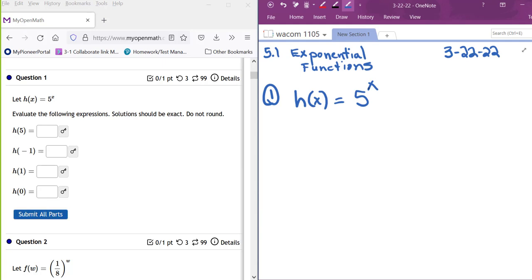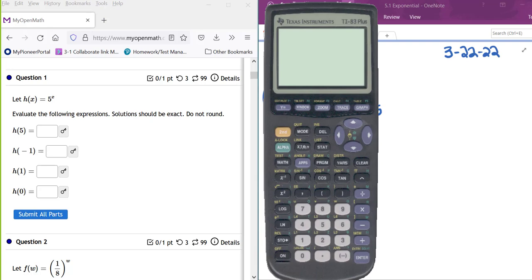And so these first ones are just to plug some in. So if they say find h of 5, all they want you to do is 5 to the 5th power. And that gets big pretty fast. We can pull up our calculator. 3125.